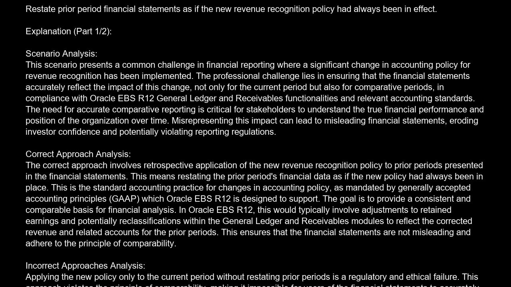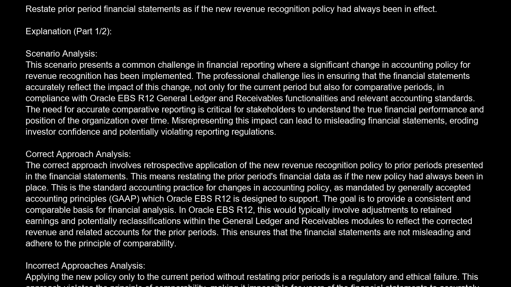The professional challenge lies in ensuring that the financial statements accurately reflect the impact of this change, not only for the current period, but also for comparative periods, in compliance with Oracle EBS R12 General Ledger and Receivables functionalities and relevant accounting standards. The need for accurate comparative reporting is critical for stakeholders to understand the true financial performance and position of the organization over time. Misrepresenting this impact can lead to misleading financial statements, eroding investor confidence, and potentially violating reporting regulations.